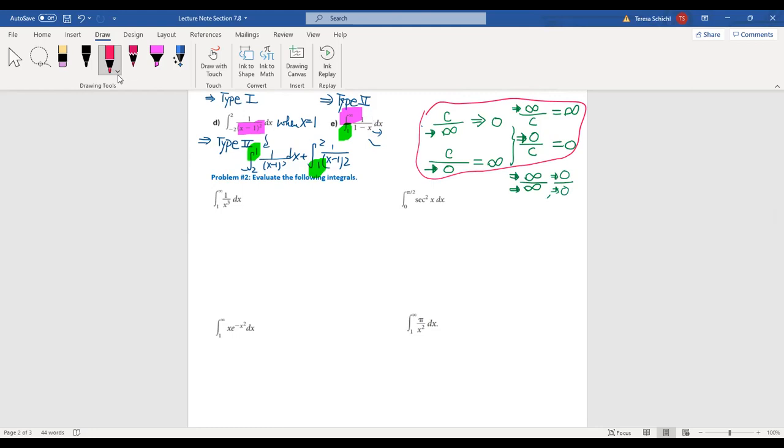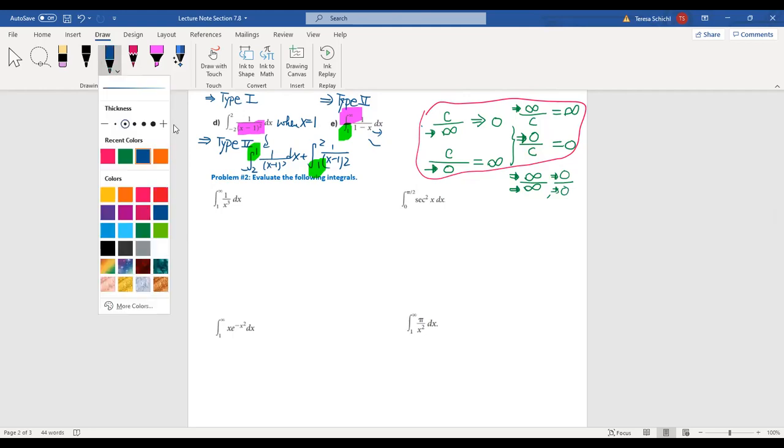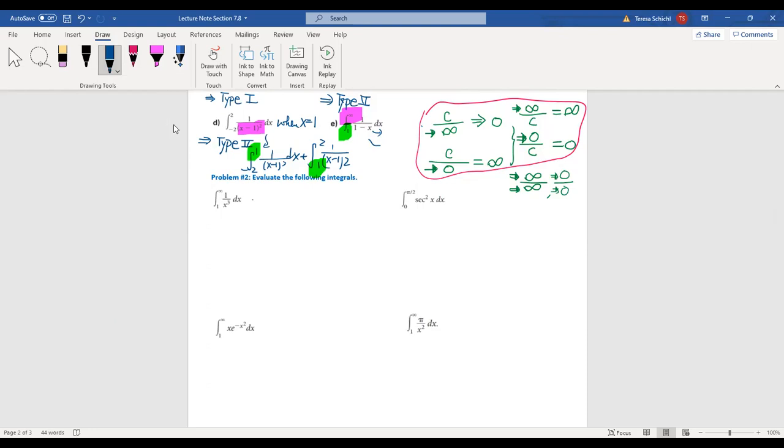All right, so now let's start here. The first one here, I want to do the integral from 1 to infinity of 1 over x cubed. So this is a type 1 improper integral because I have infinity there. Just like we did before, this will be equal to the limit as t approaches infinity of the integral from 1 to t of 1 over x cubed dx.